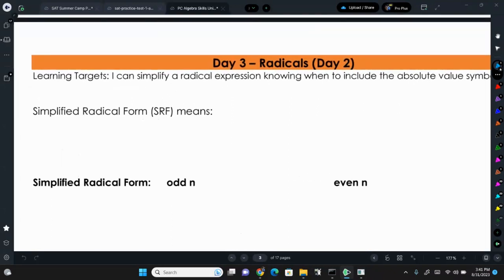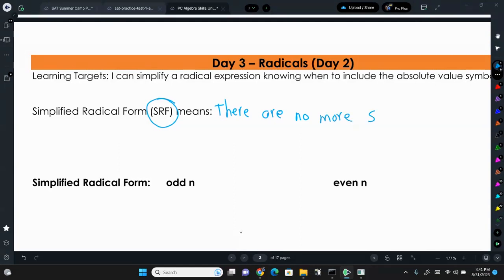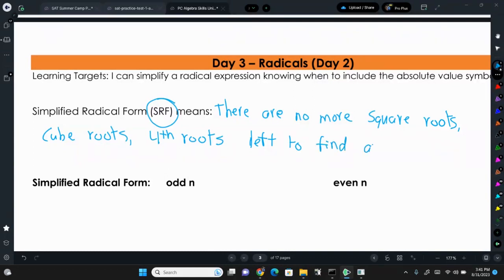Simplified radical form, which we are going to abbreviate from time to time, SRF. What that means is that there are no more square roots, cube roots, or fourth roots, or whatever root we're taking left to find, and no radicals in the denominator.